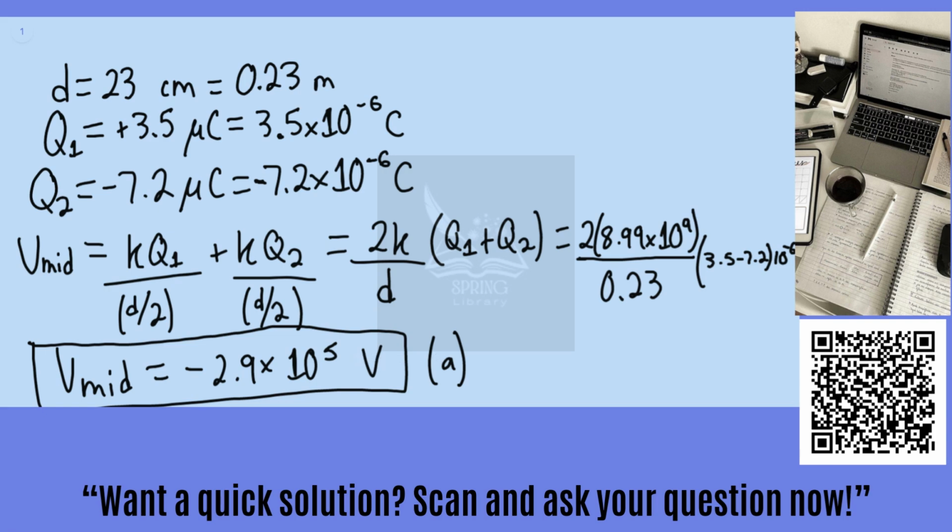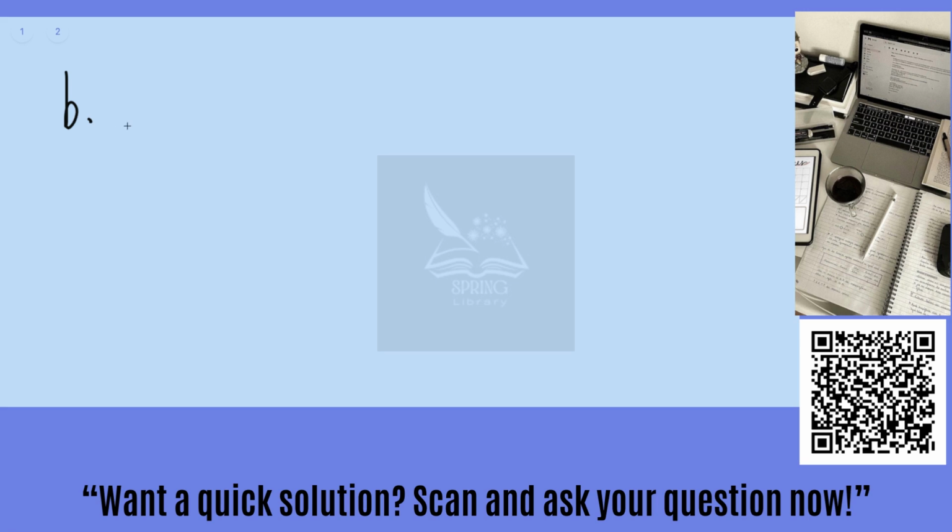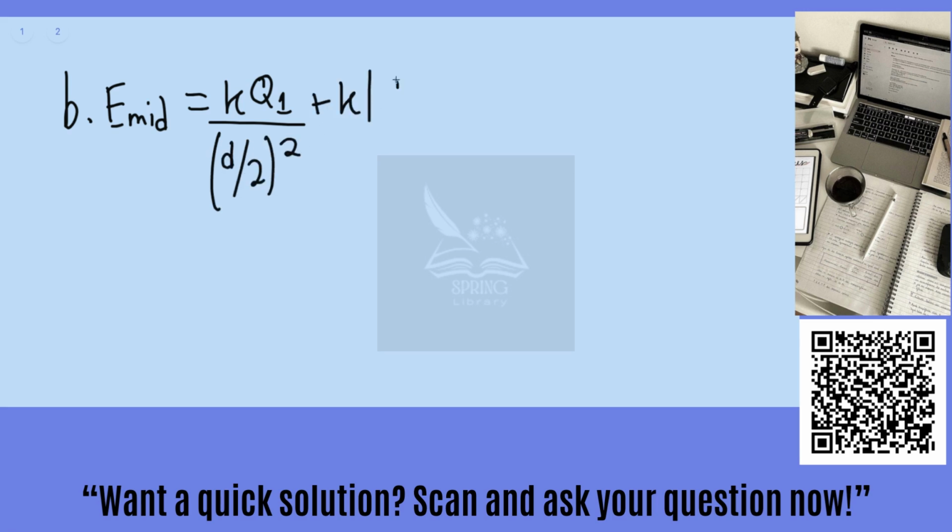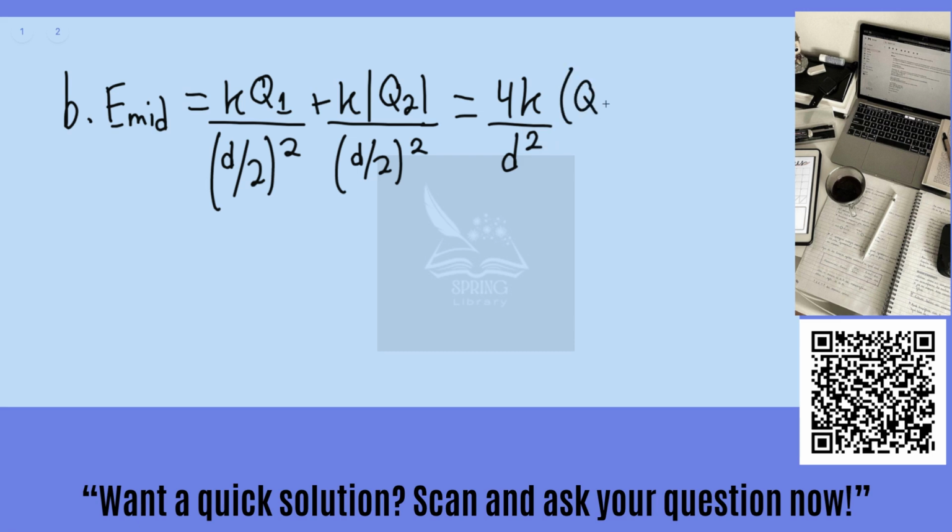Your answer for part B is going to be the magnitude of the electric field at the midpoint, and this is going to be KQ1 over (D over 2) squared. However, here it's going to be plus K times the absolute value of the second charge, divided by, again, (D over 2) squared. So we find that this is going to be equal to 4K divided by D squared, and then Q1 minus Q2. So this is going to be, of course, higher.